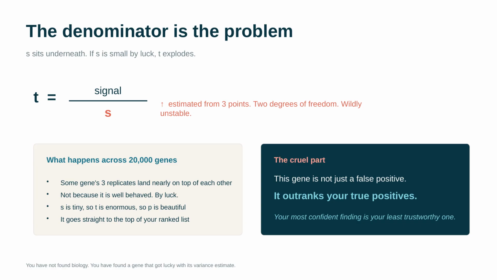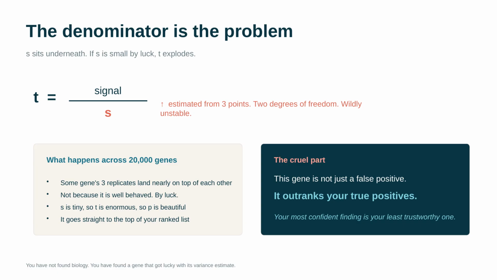So somewhere in your 20,000 genes, some gene will have 3 replicates that happen to land almost on top of each other. Not because that gene is well behaved. Because of luck. Its S is tiny, its T is enormous, its p-value is beautiful, and it goes straight to the top of your ranked list. You have not found biology. You have found a gene that got lucky with its variance estimate. And here is the cruel part. This gene is not just a false positive.